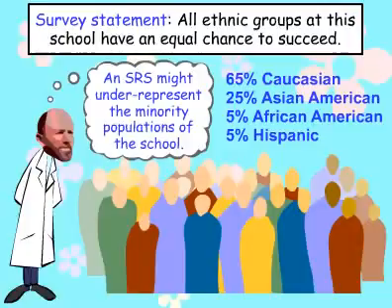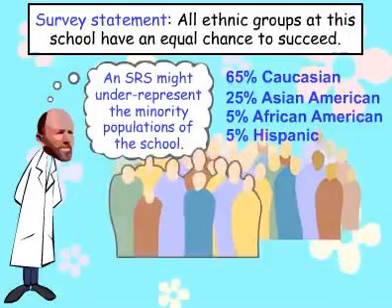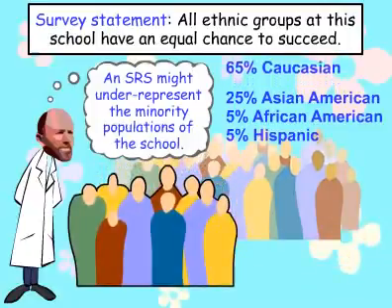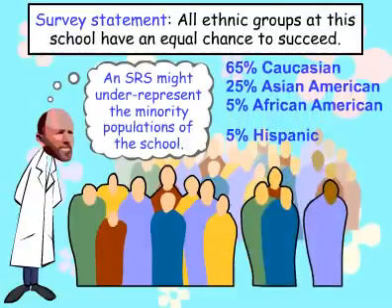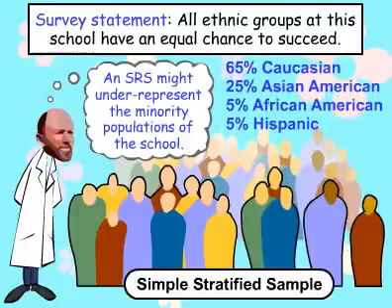So we might decide to stratify our sample by ethnicity to make sure that each ethnic group is represented in the sample in proportion to its percentage in the population. That is, 65% of the sample should be Caucasian, 25% Asian American, 5% African American, and 5% Hispanic. Within each stratum, you'd select your sample randomly.